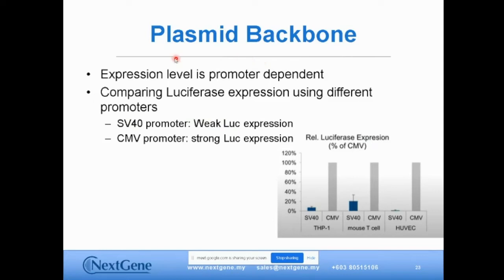The second one is the choice of the promoter. Expression level of protein, for example guide RNA or Cas9, will be promoter dependent. Depending on the cell type, the promoter used can have a very different effect. Here we are showing a comparison between the SV40 promoter and the CMV promoter. You can see that the CMV promoter works well for THP1 cells, mouse T cells, and HUVEC, but SV40 does not perform very well in HUVEC cells. Therefore, some literature search may need to be done before choosing the promoter.